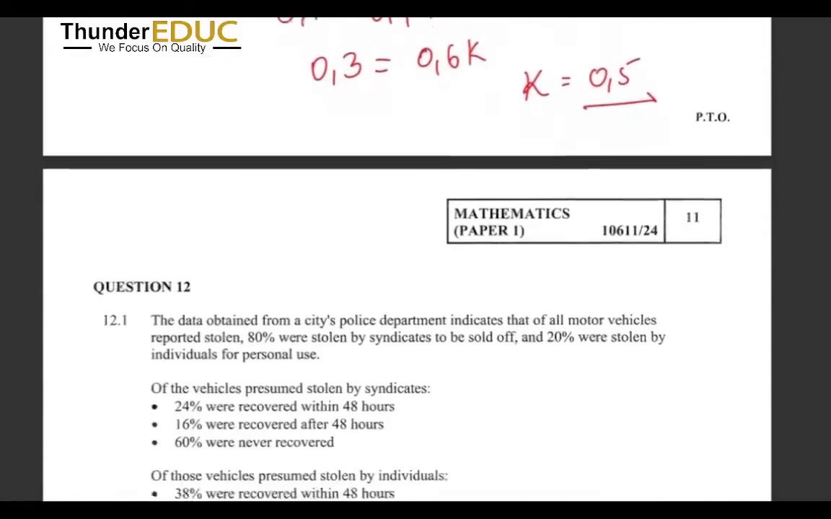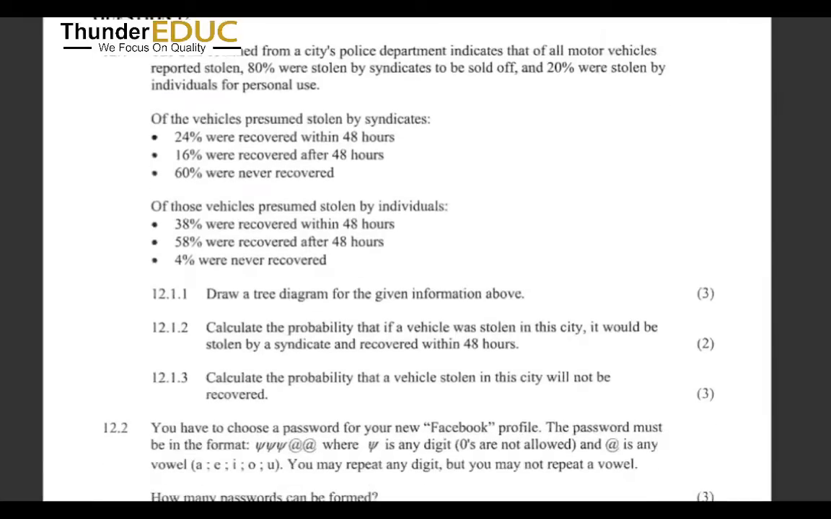Then question 12. The data below from a city's police department indicates that of all motor vehicles reported stolen, 80% were from syndicates and sold off, 20% were stolen by individuals for personal use. All right, so that is the information we have, and they need a tree diagram. Okay, with a tree diagram, this is also a past question. It's in one of the past papers.